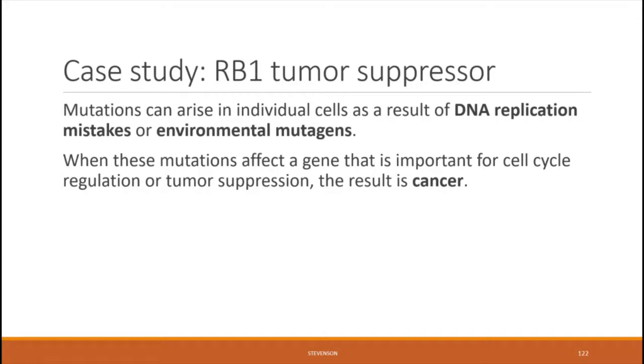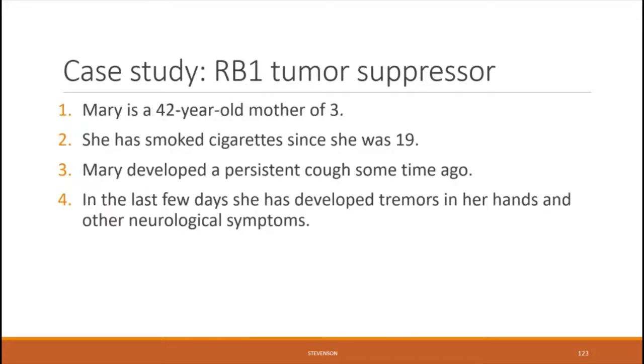In this case, we have one such study of a woman named Mary, who was a 42-year-old mother of 3. It's not her real name. And she had smoked cigarettes since she was 19.